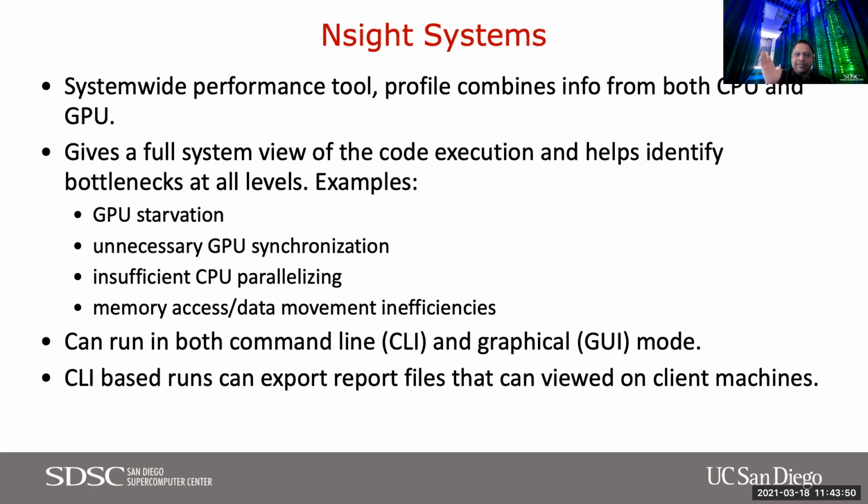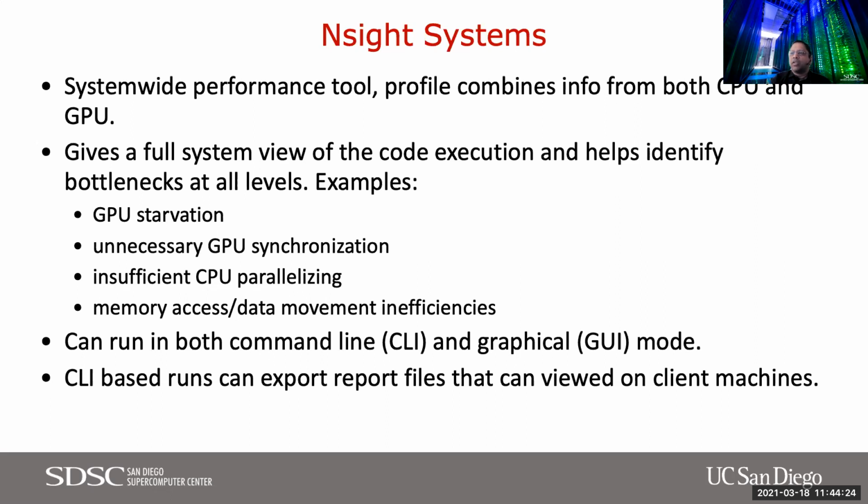But all that is to kind of move into Nsight. Nsight Systems is basically a system-wide performance tool, and it can again combine info from both the CPU and GPU. The nice thing is it's a full system view, so you can identify bottlenecks at different levels. Say you have GPU starvation, or too much synchronization overhead, or some issue on the CPU side where you're not parallelizing enough, or some data movement inefficiencies.